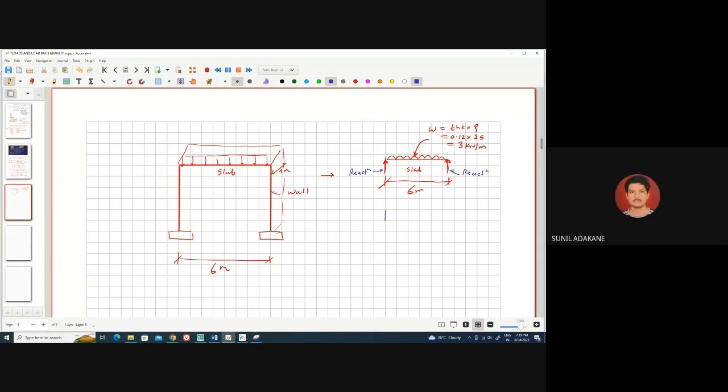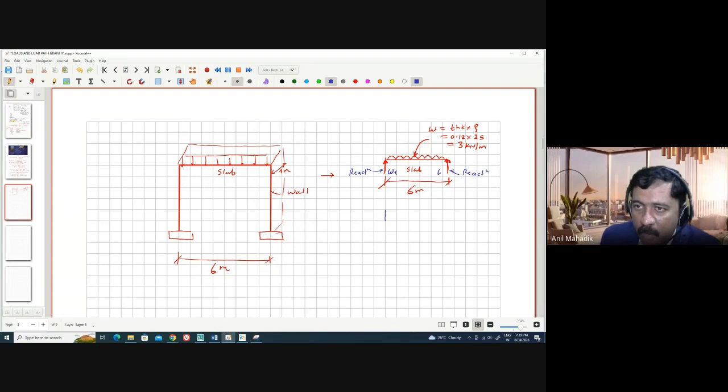The wall, right? So let me say this is W1. So reaction on W1 and W2. Let's say this is the W1 wall, this is the W2 wall. If I draw the loading diagram of the wall, assume this is my vertical wall. Whatever reaction is coming here, this arrow, will go on the wall, downward. Let me say this is R1, reaction 1, and R2, reaction 2. So this R1 will go onto the wall afterwards.